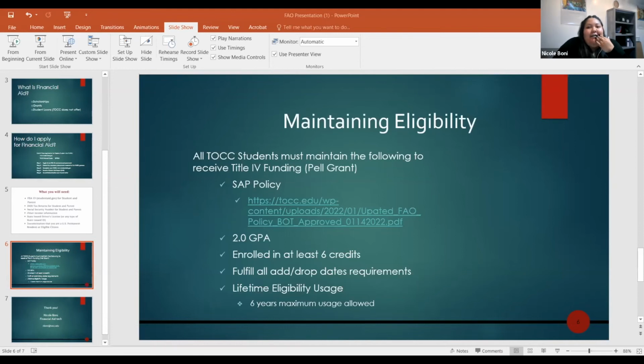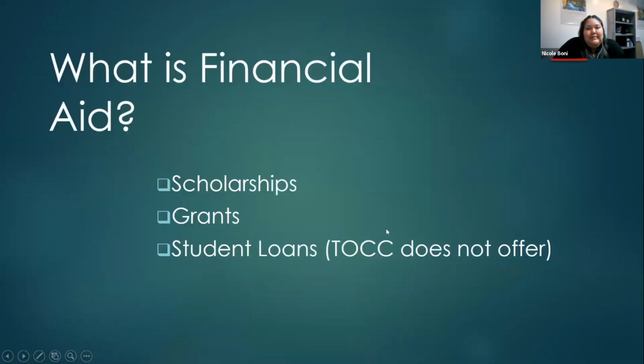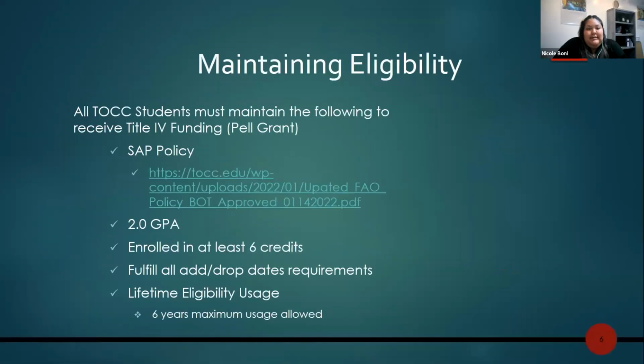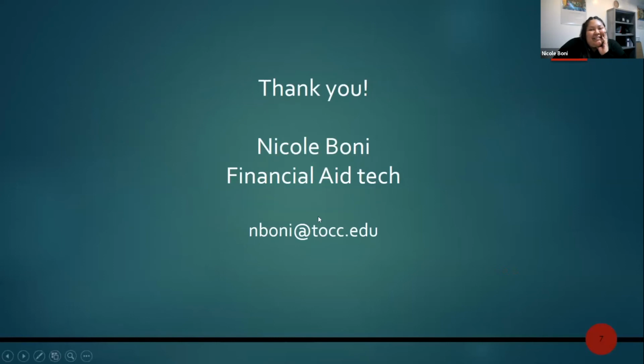Yeah. So this is our updated SAP review. It's on TOCC's website. It's all here. It's broken down. It's kind of confusing at first, but as you read it a couple more times, you understand. For the SAP review, there's 3 minimum requirements: your GPA, your PACE, and maximum hours. And that's it. That's all I have. So here's my email if you want to contact me about anything. I'm here to help you.